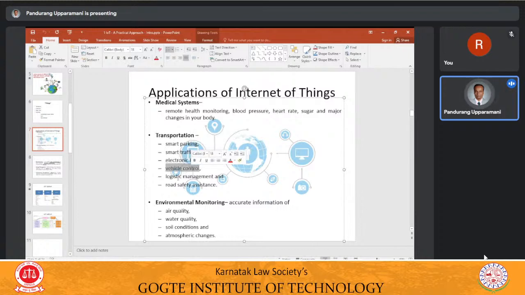Autonomous vehicles are coming nowadays, where they are becoming very popular along with the electrical cars, etc. The logistic management, the tracking, tracing, etc. Road safety, assisting the driver while driving on the highways or any road.